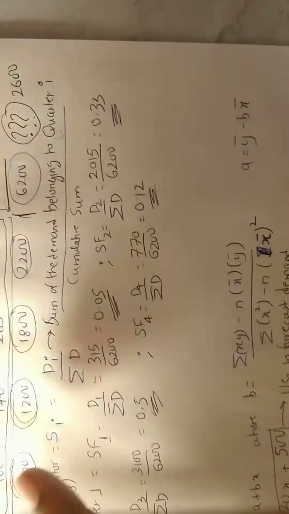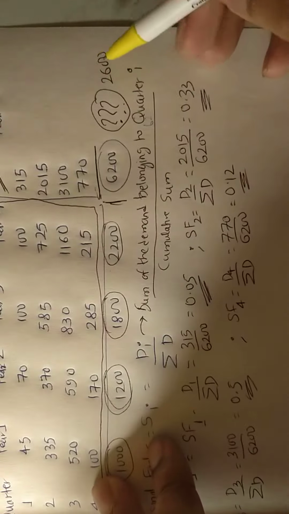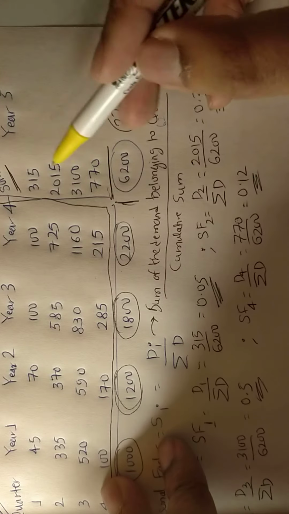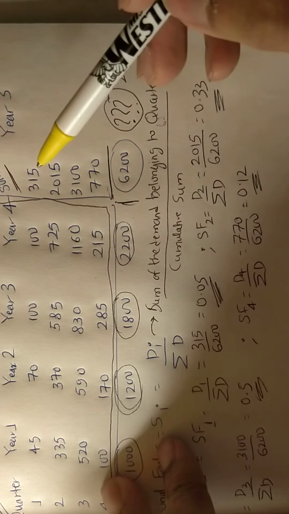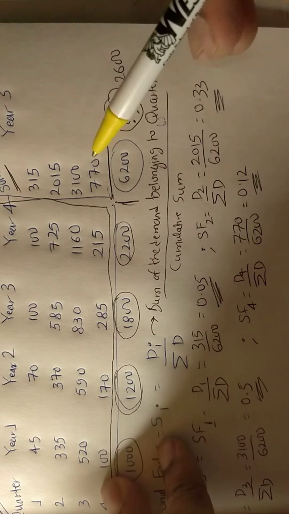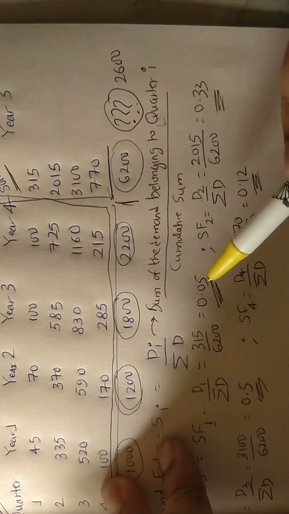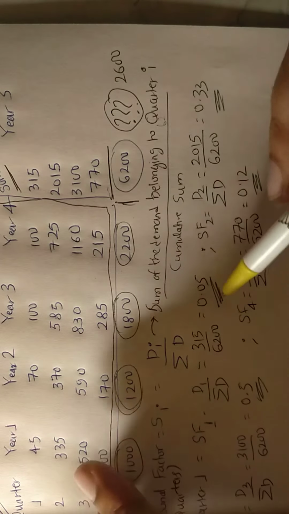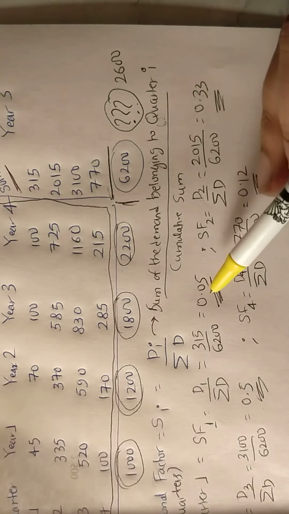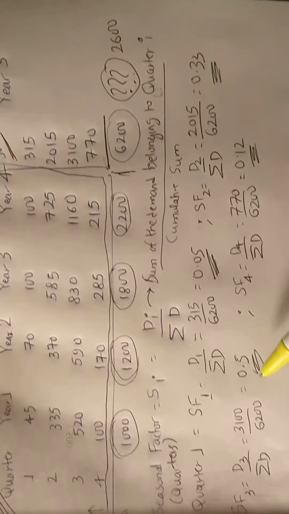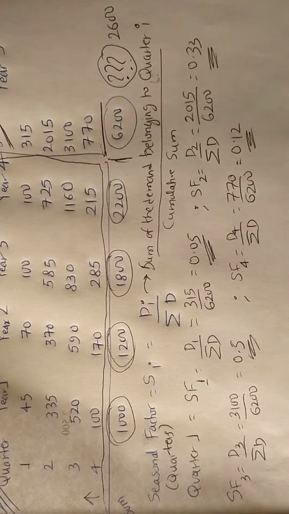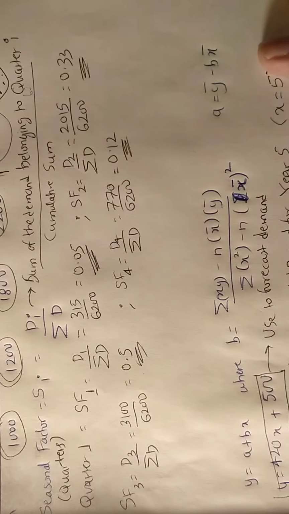So in a way, what we are trying to do is distribute this 2600 across the various quarters, keeping in mind that demand in Q1 is very low compared to Q2 and Q3, and these factors are capturing that. So what is this saying? This is saying that only 5% of the total demand should go to quarter 1, 50% of the total demand should go to quarter 3, and so on. So this is what we can use.